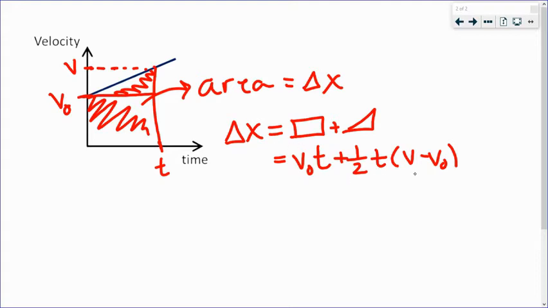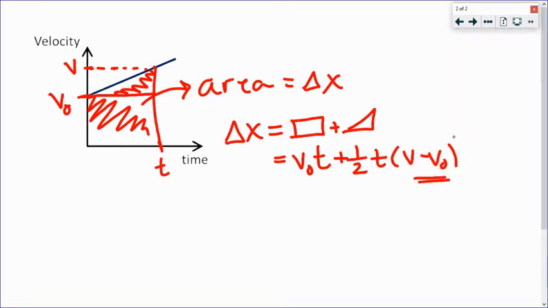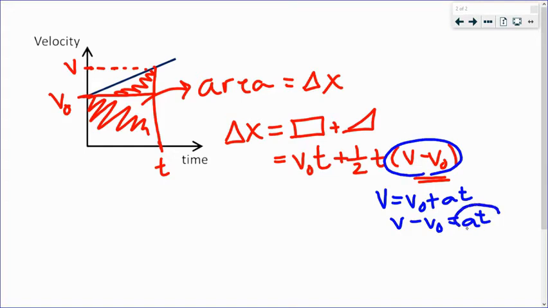I can simplify this a little bit. Particularly, I can remember that in my original equation, my equation number 1, we had something very similar to this. In our original equation, let me use a different color for that. The first equation we had said that v equals v0 plus at. That means that v minus v0 is equal to acceleration times time. So I'm going to replace v minus v0 with acceleration times time.